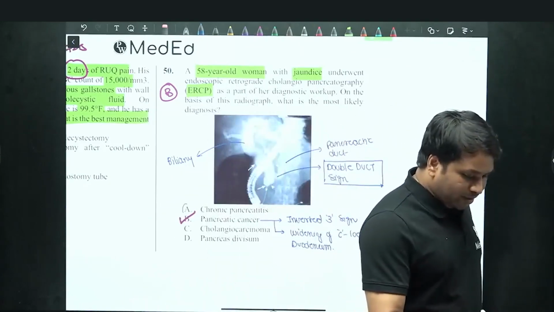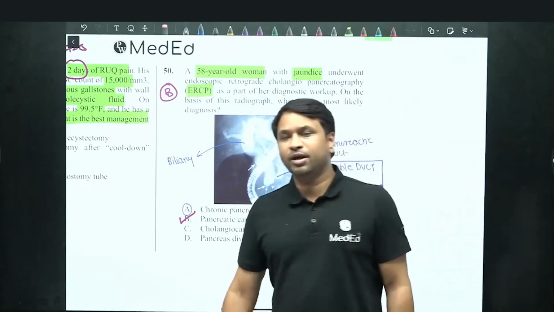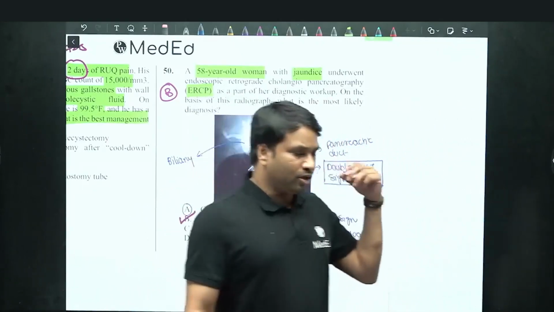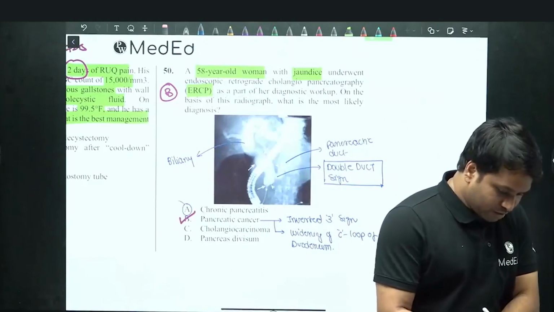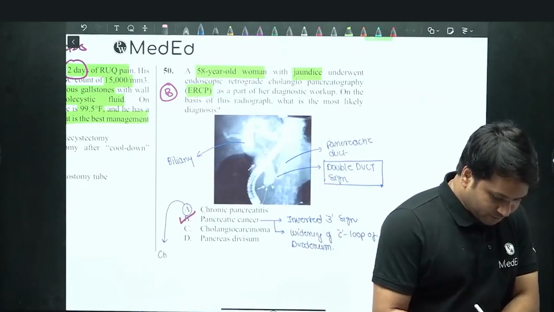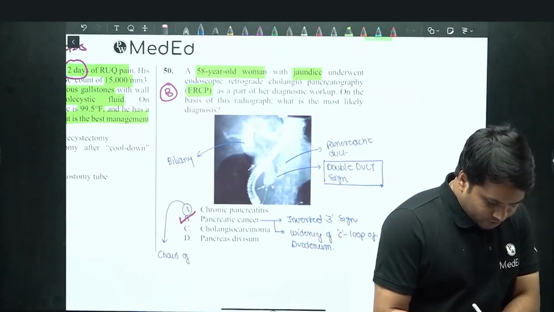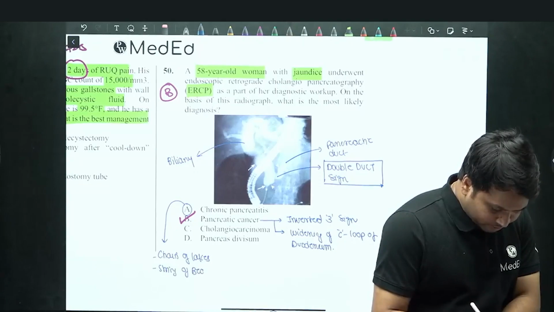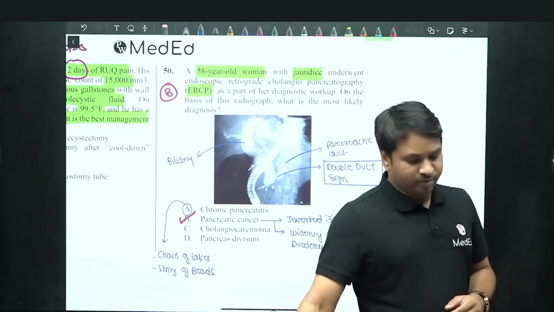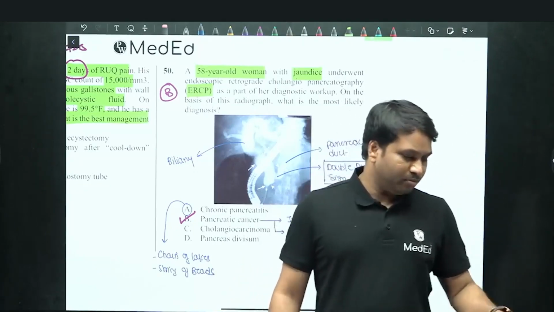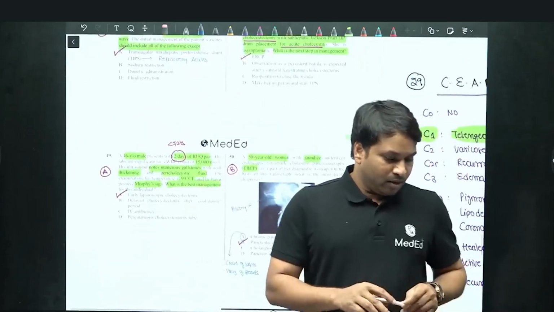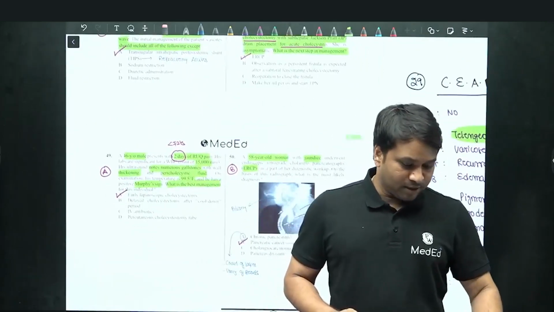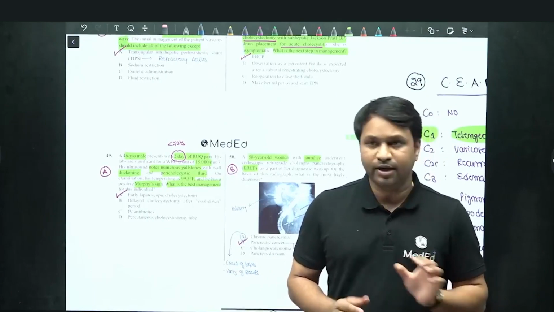For chronic pancreatitis, if you do an ERCP, what are the signs you will see? You will see a chain of lakes appearance, also called string of beads appearance. So the answer here is going to be B for Bombay. So this is all that you should know in the context of this topic.